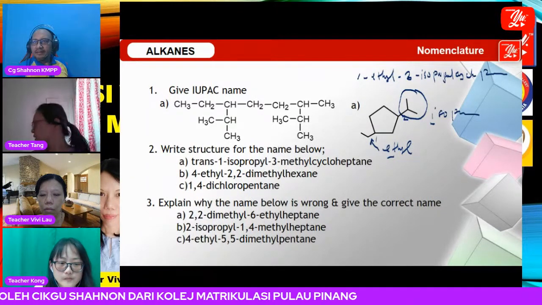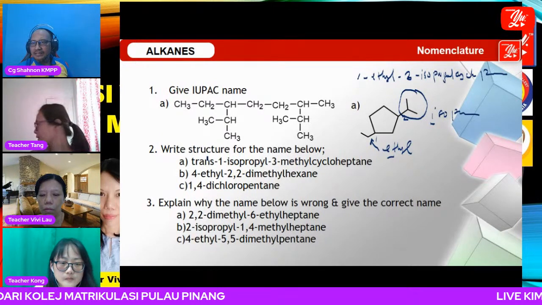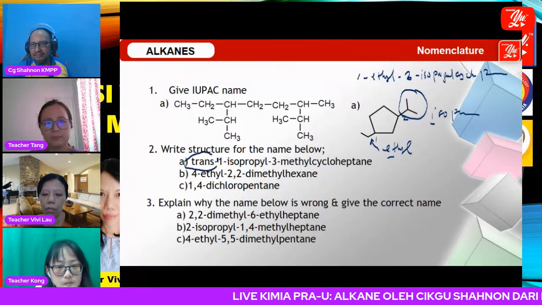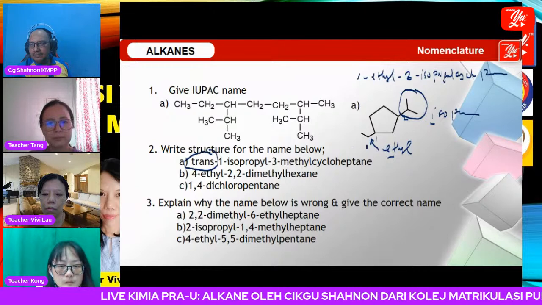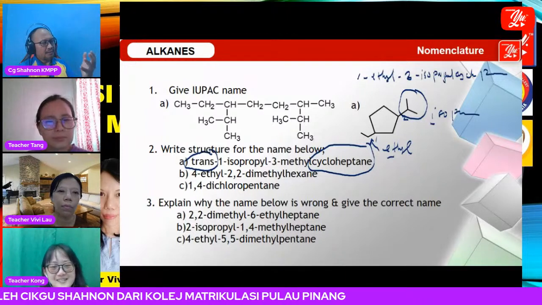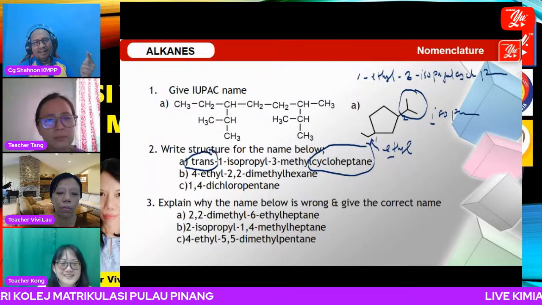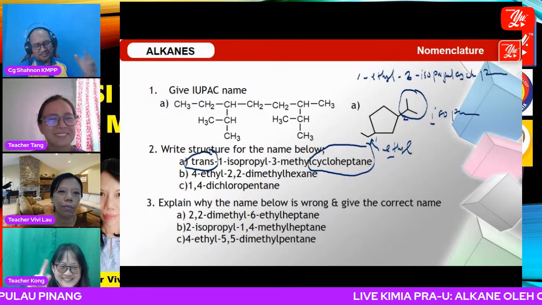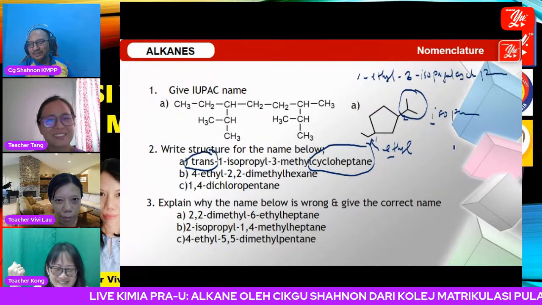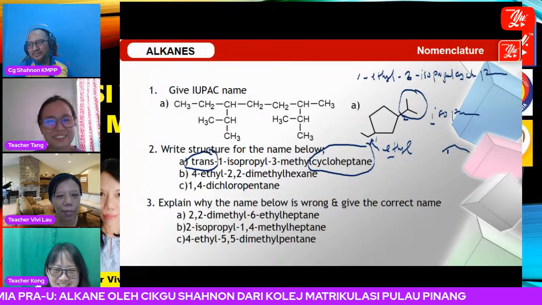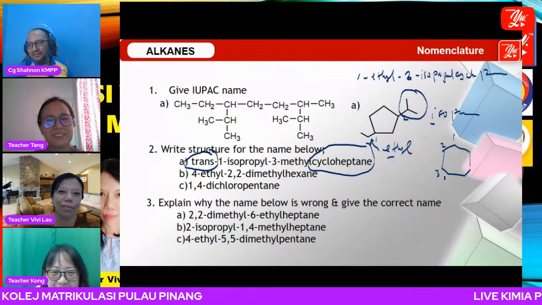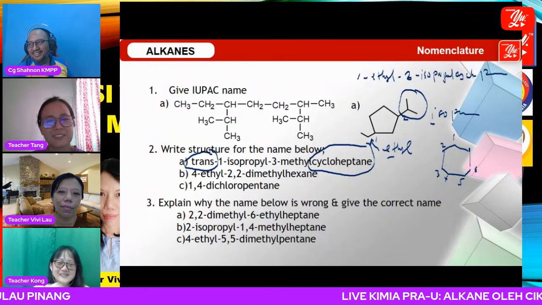Okay, write structure trans isopropyl. Okay, first we look at here. We have a trans there. And cycloheptane. First, you have to draw the ring, hept means 7: meth, eth, prop, but, pent, hex, hept. Heptane, 7 carbon. Okay, number 1, number 2, number 3, number 4, number 5. Wow, 7 already. Okay, 7.